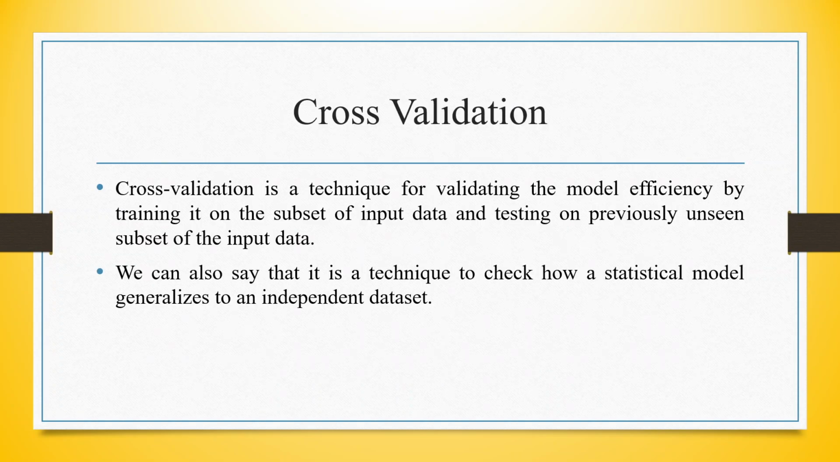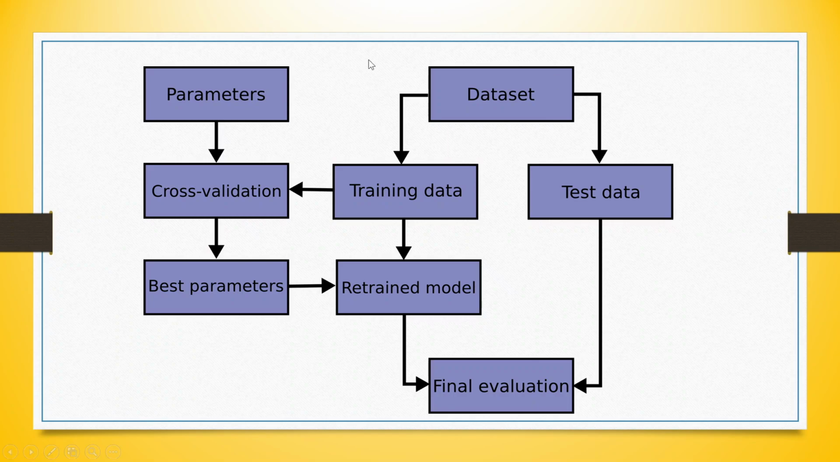Now we are going to do the cross validation. Cross validation is a technique for validating the model efficiency by training it on a subset of the input data and testing on a previously unseen subset of the input data. We can also say that it is a technique to check how a statistical model generalizes to an independent data set. The data set will be split into training and testing data.